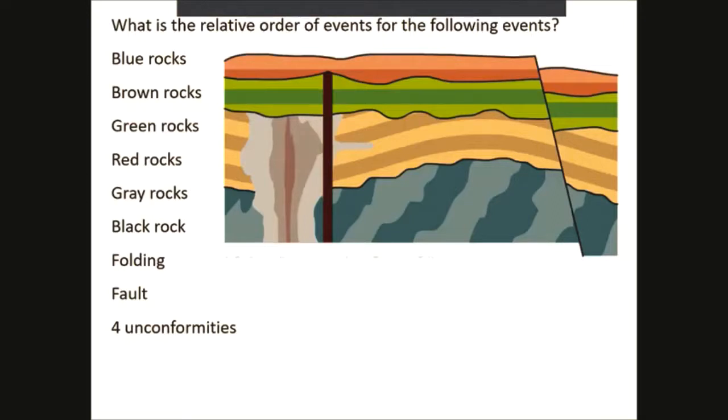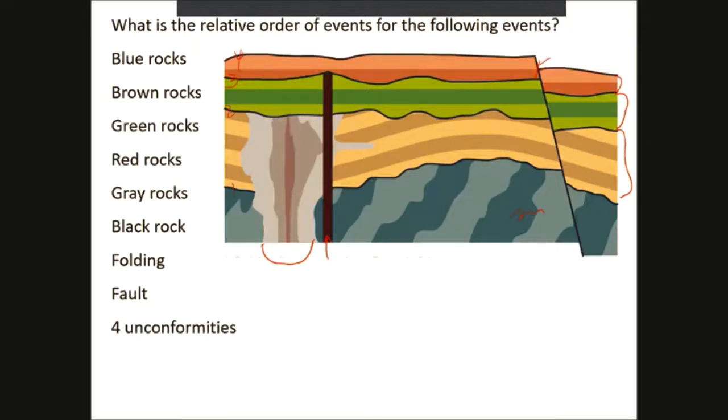We do the same thing here, where we have the blue rocks. These rocks right here, they're metamorphic rocks. The brown rocks, those are these. Excuse the noise in the background. You hear it. The green rocks, the red rocks. These are the gray rocks right here. And these are the black rocks, which kind of look brown. And we have 4 unconformities, 1, 2, 3, 4, and a fault.